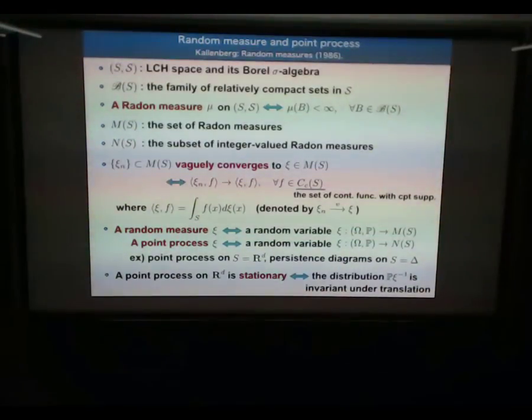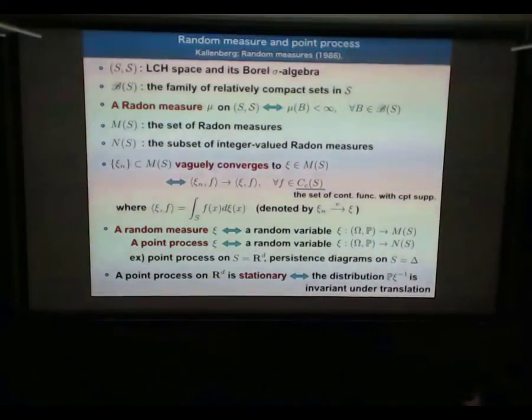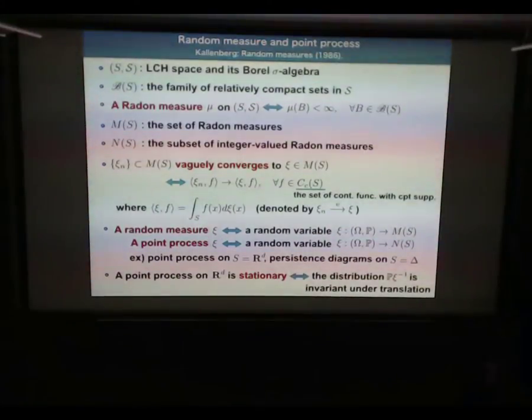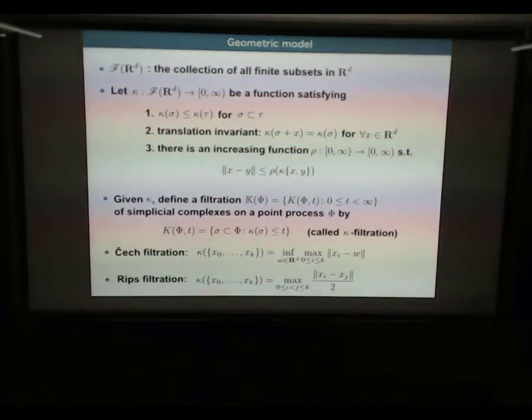So the standard example is a random point cloud in R^d. It's an example of a point process. And also, a persistence diagram computed on a random point process can be regarded as a point process again on delta, just a random arrangement of delta measures on delta. And this is our setting.